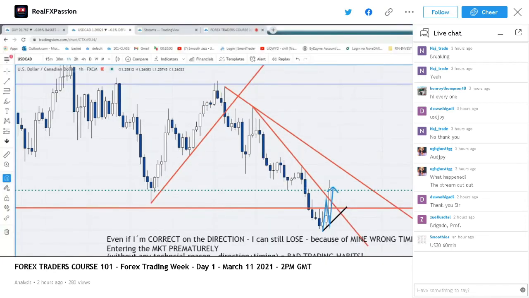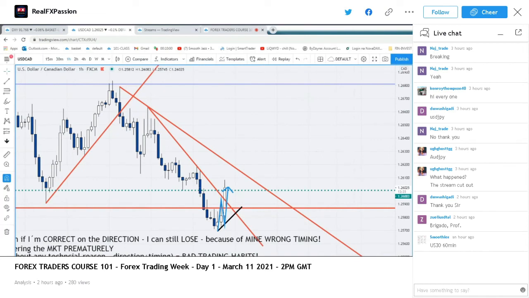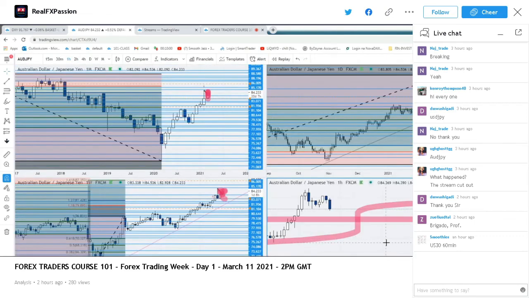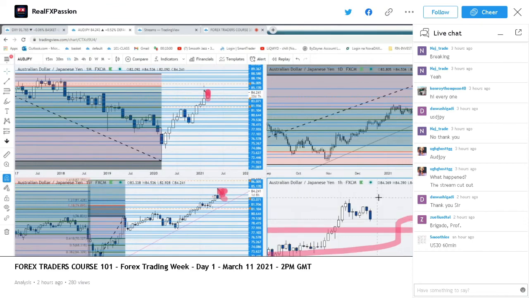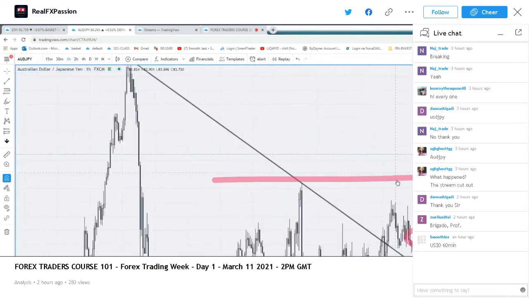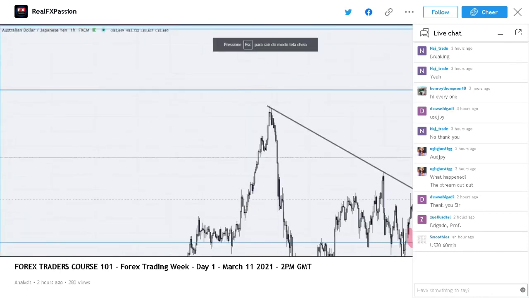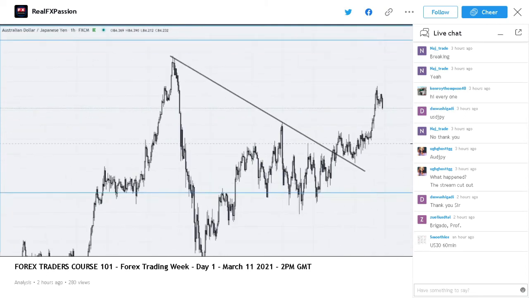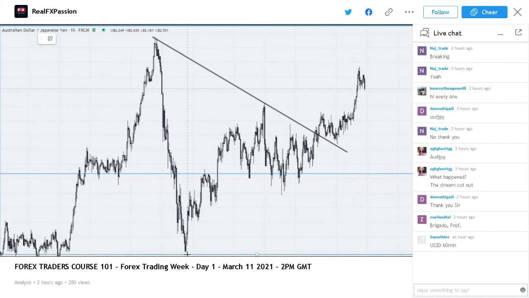Okay, which one? CAD JPY, GBP JPY, AUD JPY. Okay, great. AUD JPY, 1 hour chart, right? Okay, so AUD JPY, 1 hour chart. Let's delete this one, delete this one, delete this one. AUD JPY 1 hour chart. Let's make a poll, everybody, long or short on AUD JPY 1 hour chart.